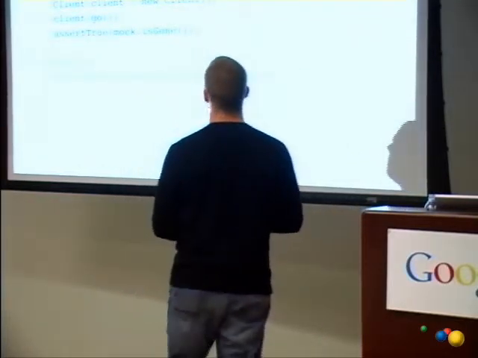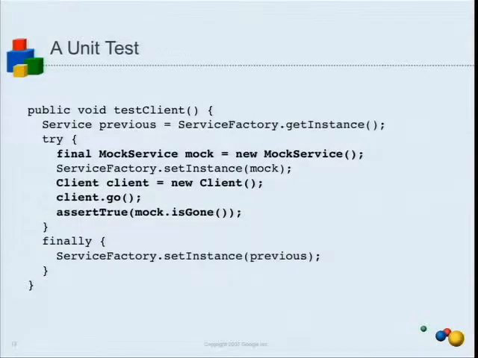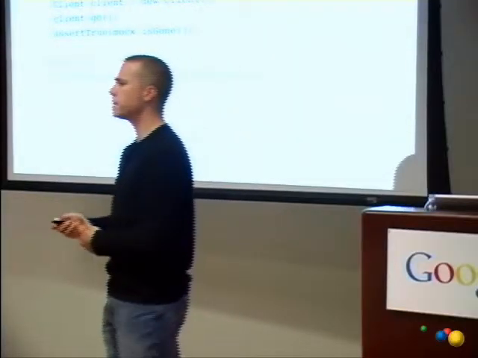So this is the thing we're going to be most interested in throughout these examples, and that's the unit test. So as you can see, in this unit test, let's look at the middle part first. We're creating a mock instance of service, and we're passing that into the factory, and then we're running client, and then we're testing that client did what we expected it to do. And this outside stuff up here is us saving off the previous state of the factory and then restoring it at the end. Does anybody know why we do that? Why we have to restore the factory to its previous state at the end of our test?